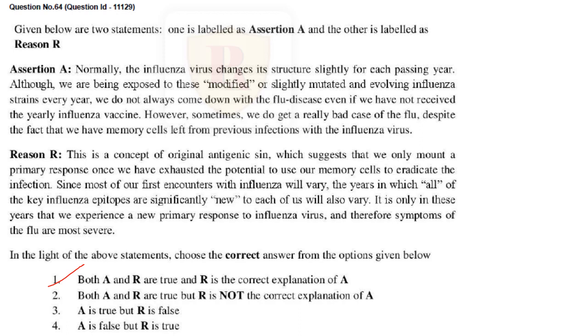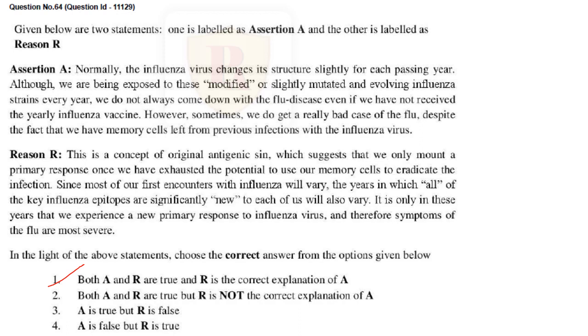What they have told here is that even if you get influenza disease each year, sometimes you may get a case of the flu where you are seriously infected with influenza virus. Why does this happen? This is because influenza virus got mutated. A new dominant antigen has come on its surface, and the original dominant antigen has become recessive. So antibodies and memory cells will recognize only the old dominant antigen, not the new dominant antigen. So that old dominant antigen is in the recessive condition now.